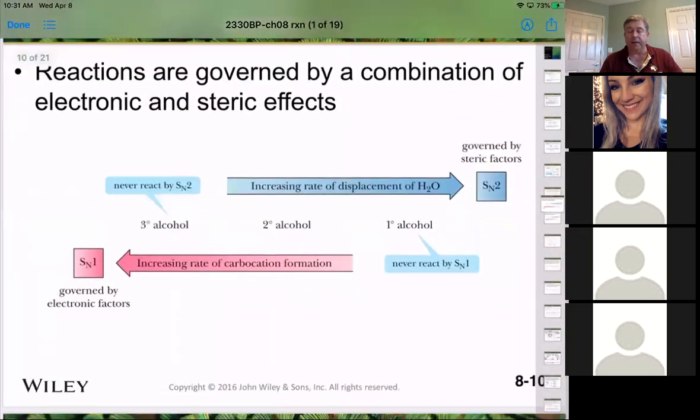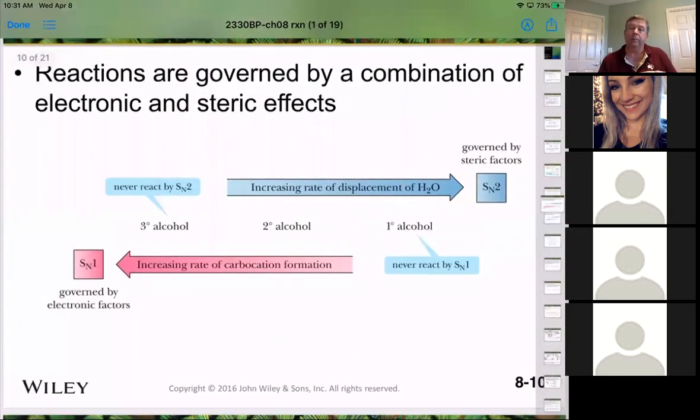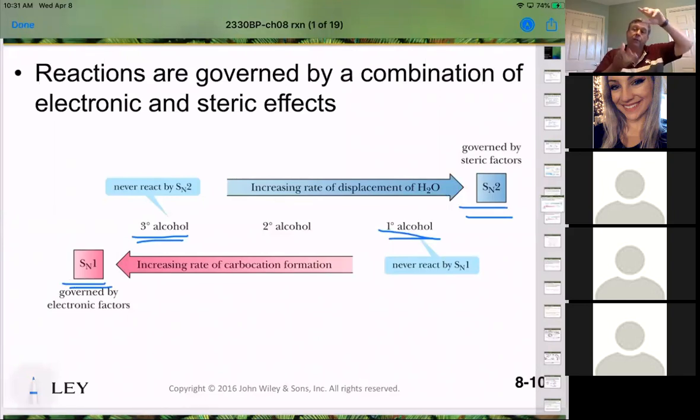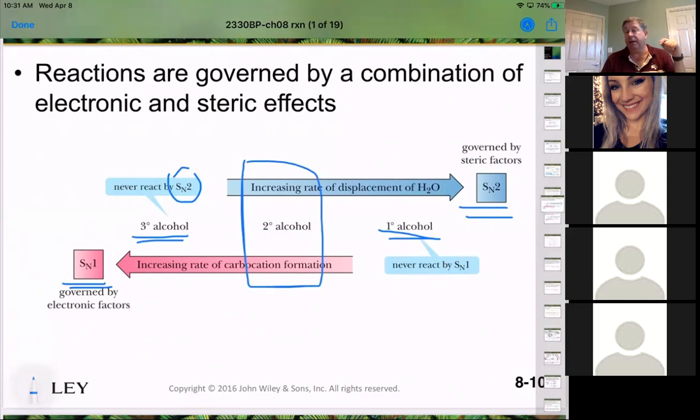When we have our secondary alcohols, it can kind of undergo either one because it makes a sort of stable carbocation. So if we think about it right here, if we have primary alcohols, it has to do an SN2 reaction because it can't form the carbocation. If we have a tertiary alcohol, it has to do an SN1 reaction because it forms a stable carbocation. And it has too many groups around it to do that SN2 reaction. The secondary alcohol can do either. And the cool thing is, most of the time it gives you the same product.